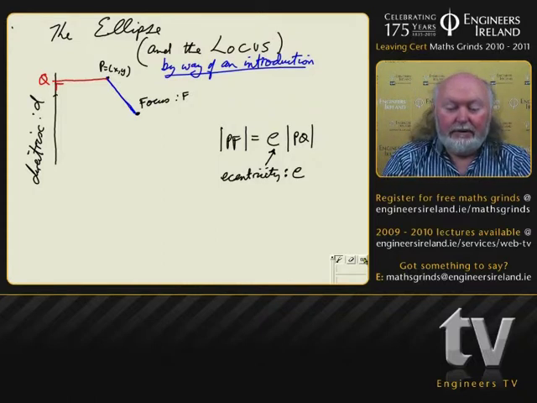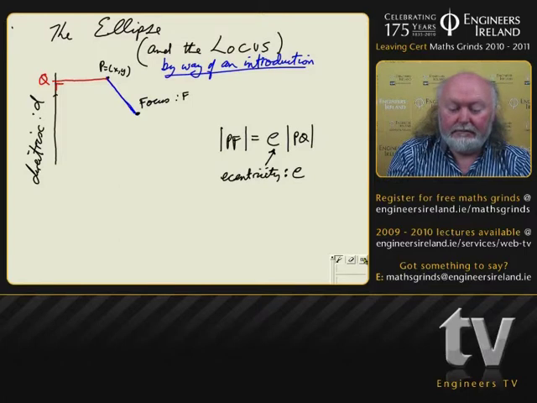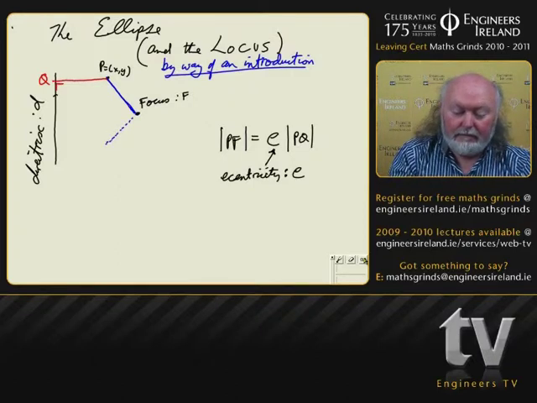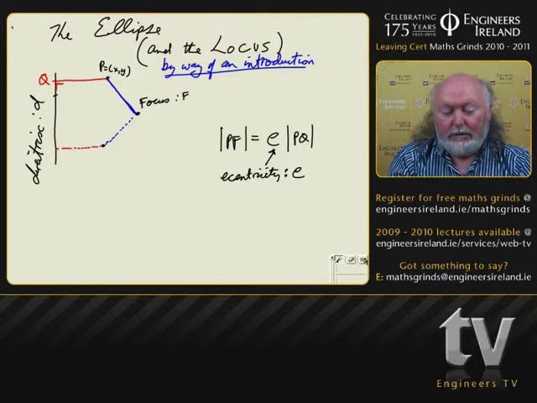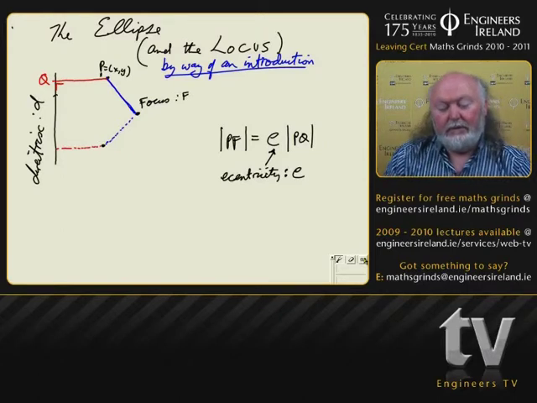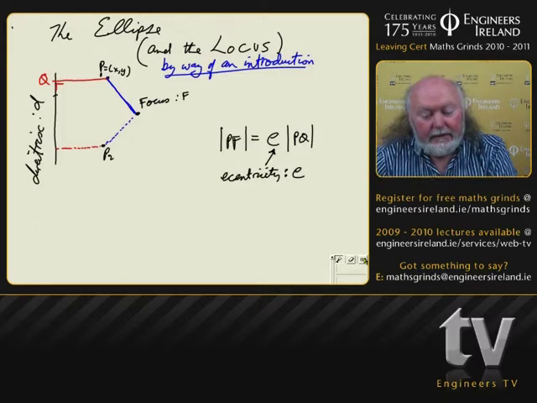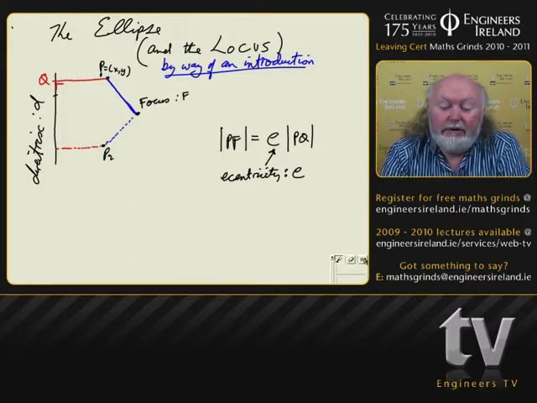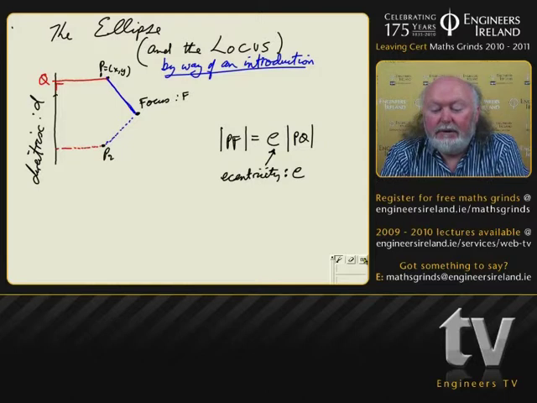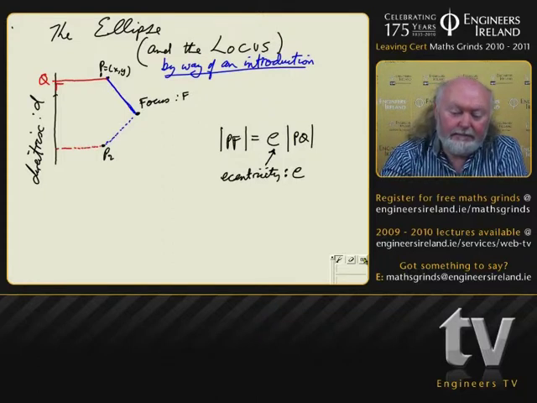If we had a different point, we could call the first one P1 now and the second one P2. The same rule has to apply. The distance from P to the point, which we are calling F for focus, must be equal to the exact same constant multiplied by its perpendicular distance to the directrix.